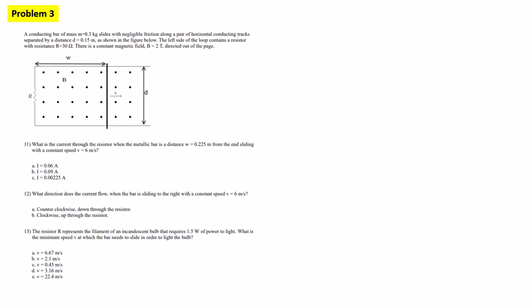Here's problem 3. We have a conducting bar of mass 0.3 kg that slides with negligible friction along a pair of horizontal conducting tracks, separated by some distance d, which is 0.15 meters. The left side of the loop contains a resistor, which is 30 ohms, and there's a constant magnetic field pointing out of the page, which is 2 Tesla. First question says, what is the current through the resistor when the metallic bar is a distance of 0.225 meters from the edge, sliding with a constant speed of 6 meters per second?